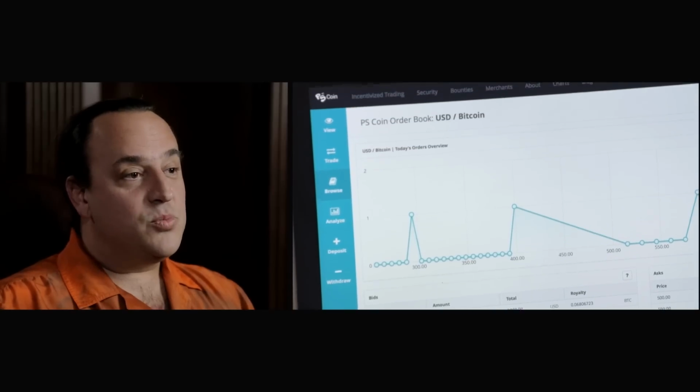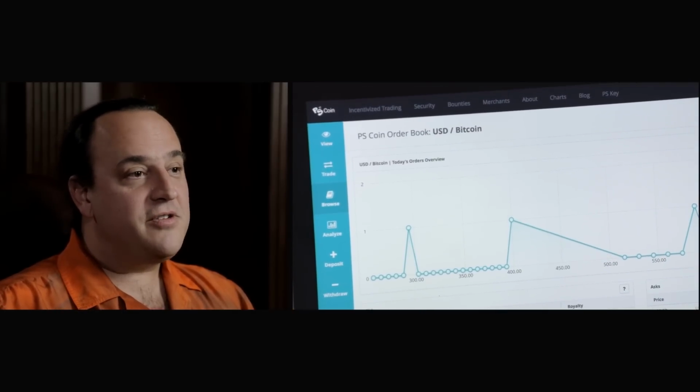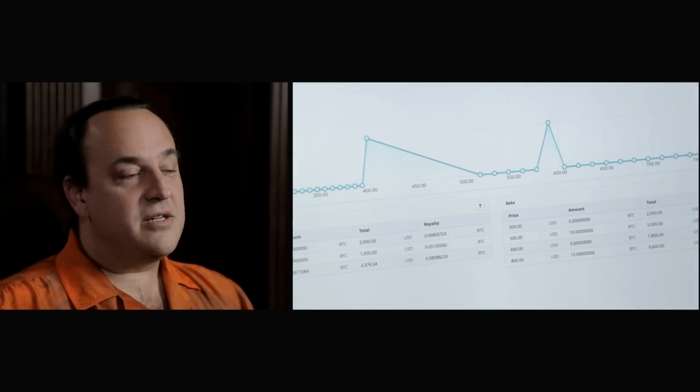A healthy market is one with lots of orders on both sides of the order book that don't tend to go away as soon as the market starts moving in some direction.